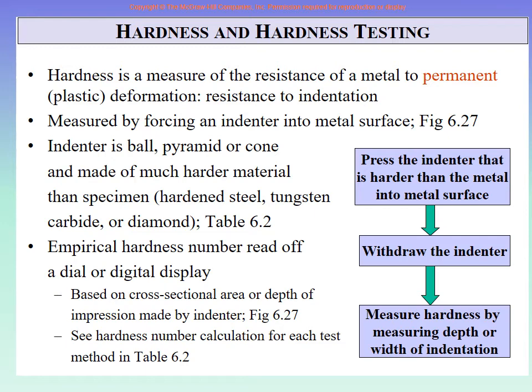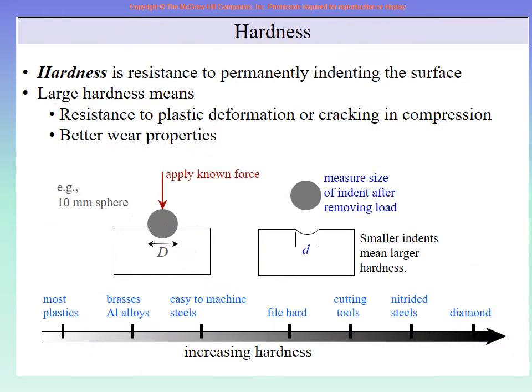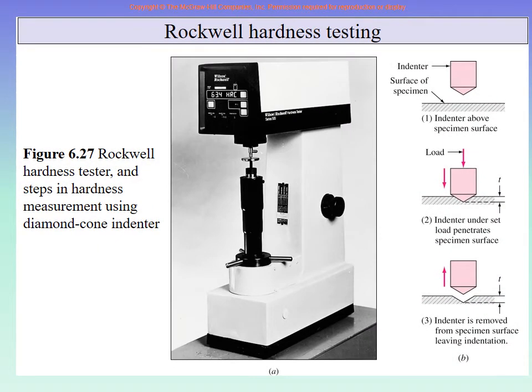Then we talked of hardness and hardness testing. How do we define hardness? What is the difference between hardness and strength? How do we do the test? We explained how we do the test by doing indentation. At the bottom of the page, we showed you some natural materials in terms of increasing hardness. We showed you the actual picture of a Rockwell hardness testing machine.